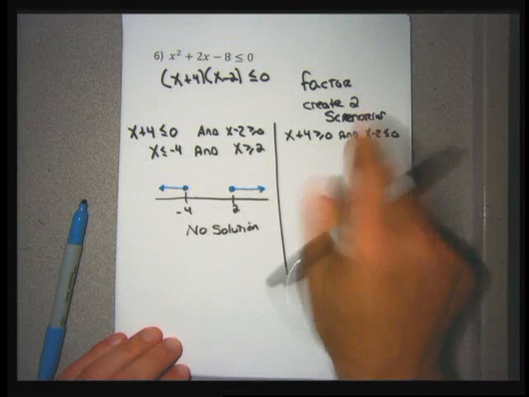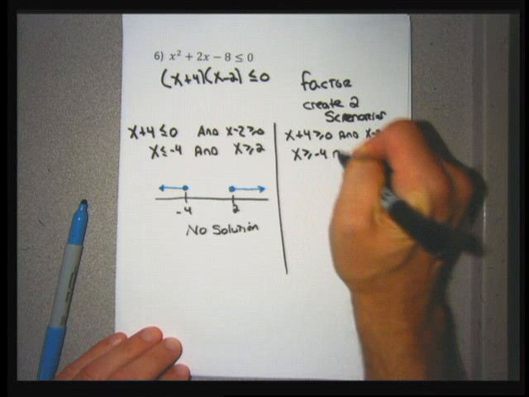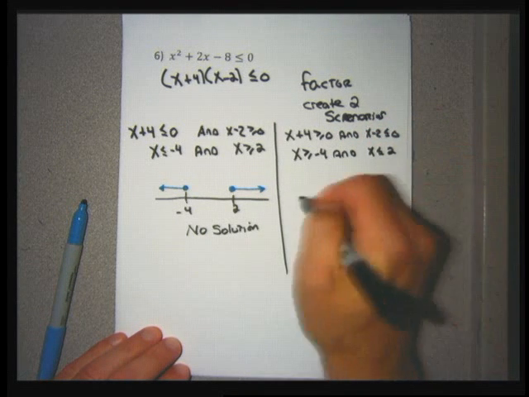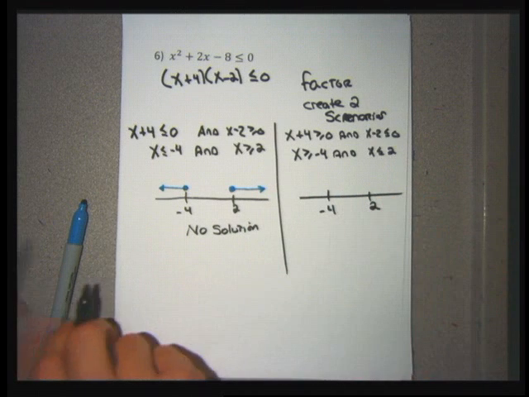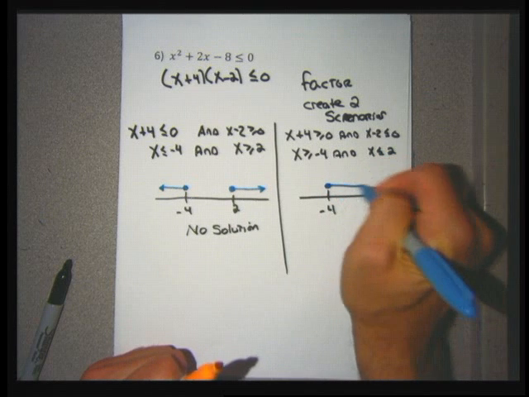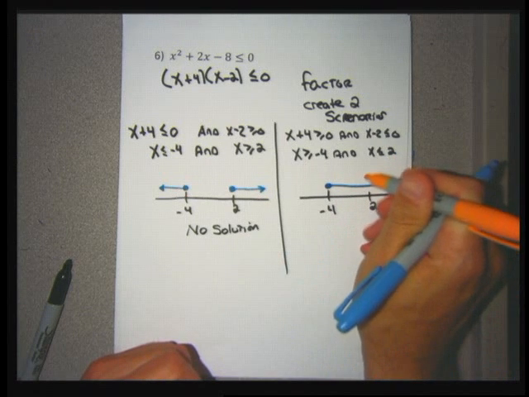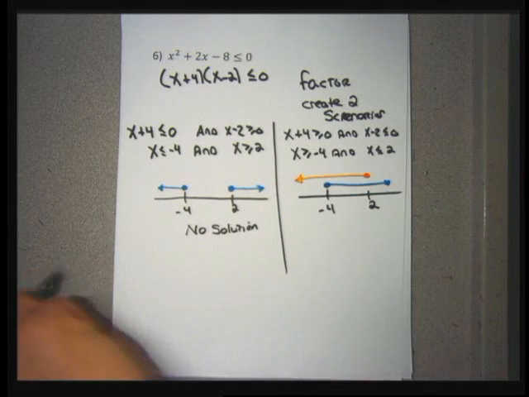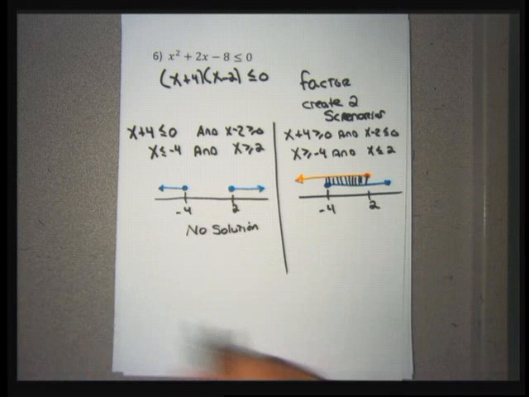This set of inequalities, the first one solves to x is greater than or equal to negative 4. The second one solves to x is less than or equal to 2. If I graph these, I need to have negative 4 and positive 2 on the number line. For x greater than or equal to negative 4, I get a closed circle on the negative 4, a line going off to the right. For x less than or equal to 2, I get a closed circle on the 2, a line going off to the left for less than. And where the lines overlap is the region between negative 4 and 2.